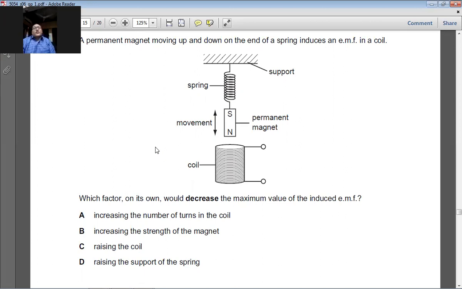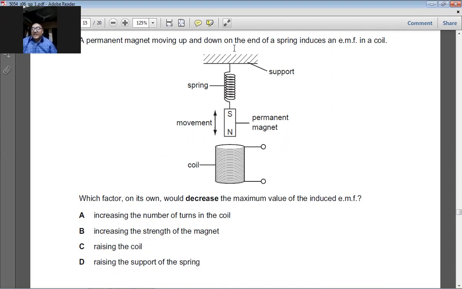So their question is, which factor on its own would decrease the maximum value of the EMF induced? Increase the number of turns in the coil, that will increase, actually not decrease. Increase the strength of the magnet, that will also increase. Raising the coil, that will increase again. Raising the support of the spring, yes.